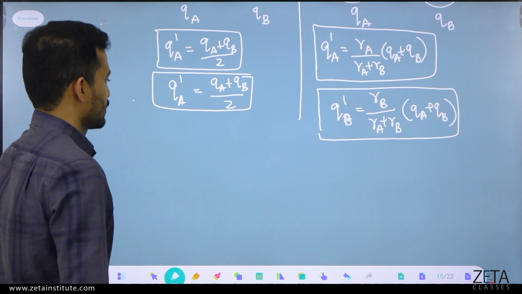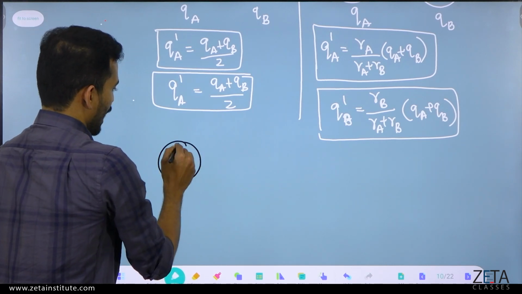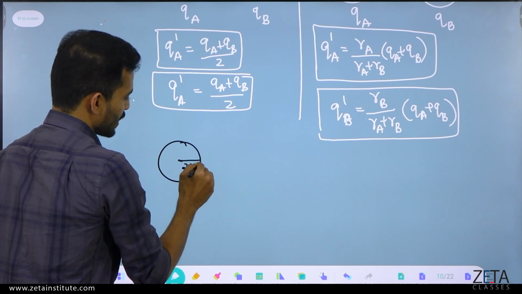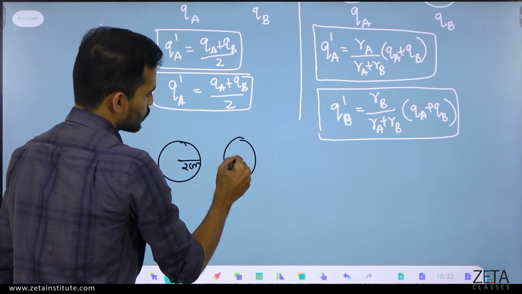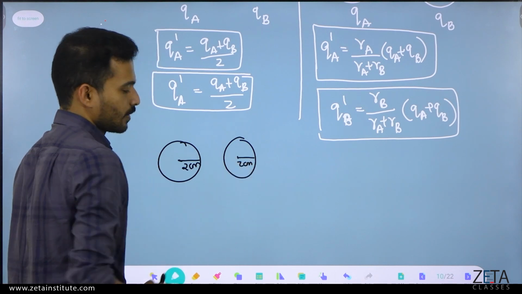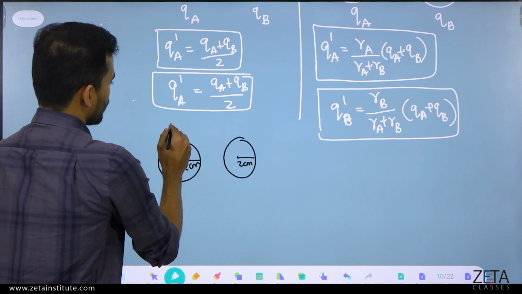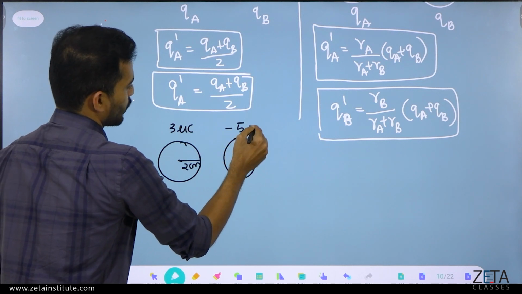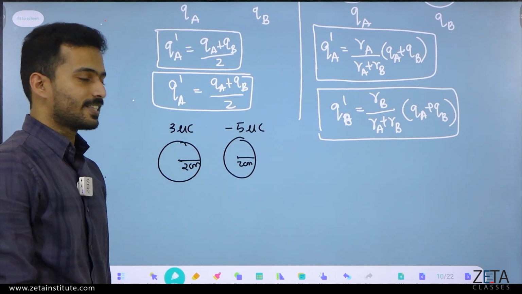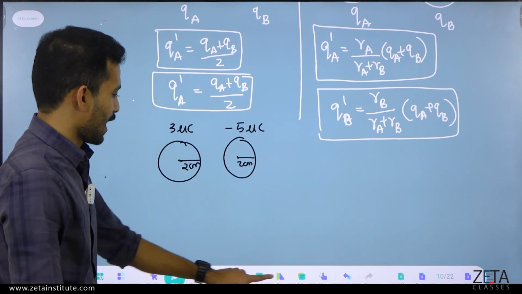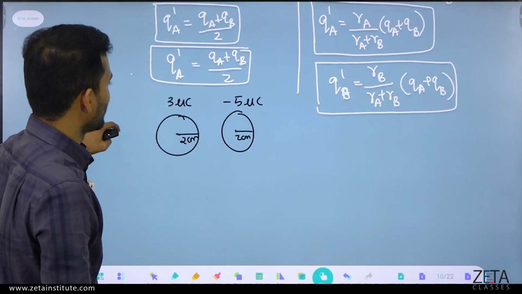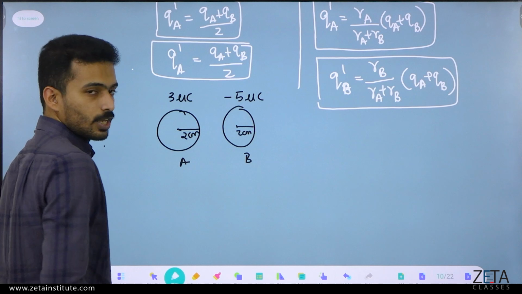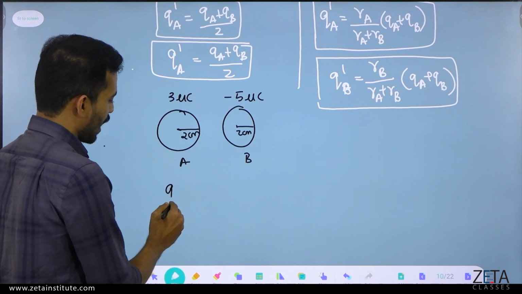When there are two charges, two spheres having radius 2 centimeter, and this one is also 2 centimeter. This one is having 3 microcoulomb and this one is having 5 microcoulomb. After touching, what is the charge on A and B? So this is the body, this is A and this one is B. So what is the charge on A after touching?